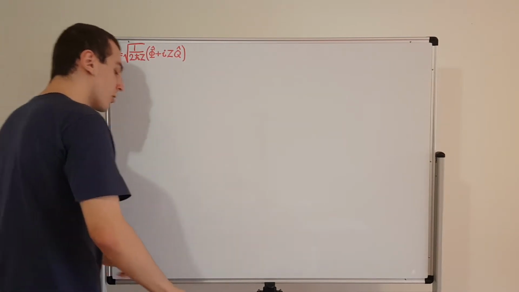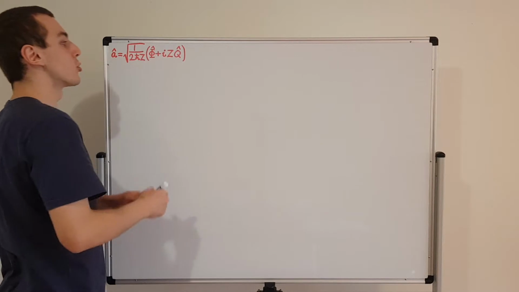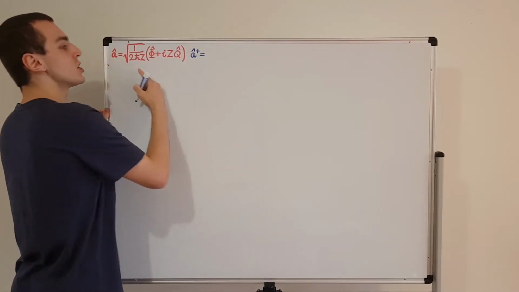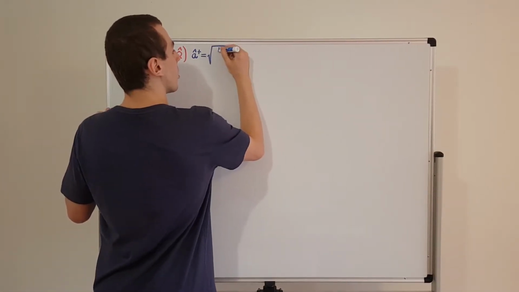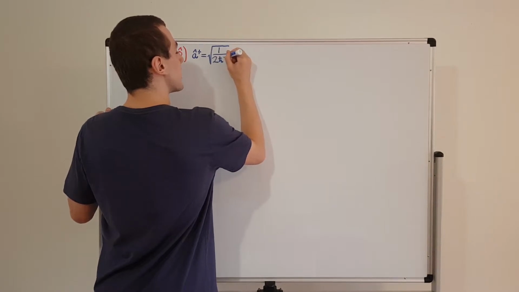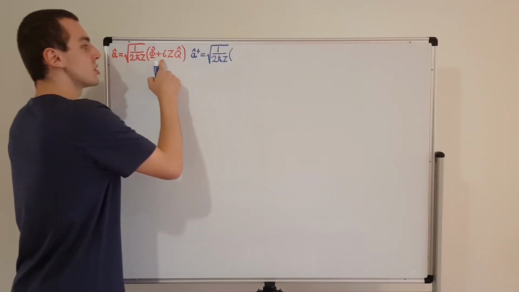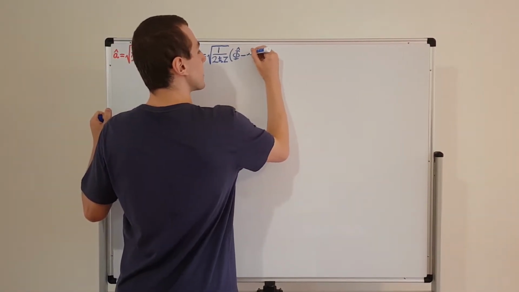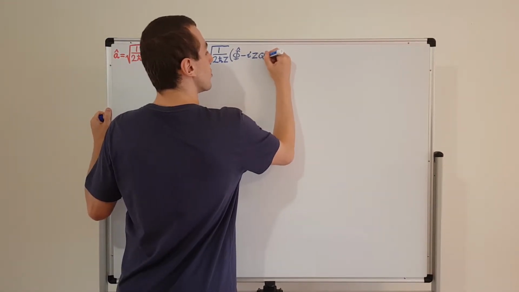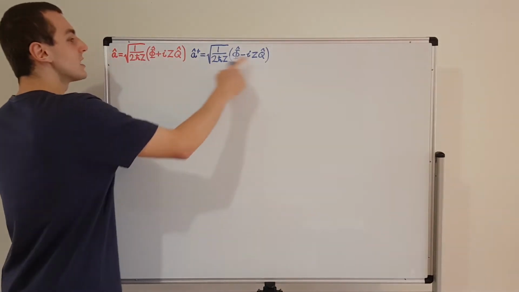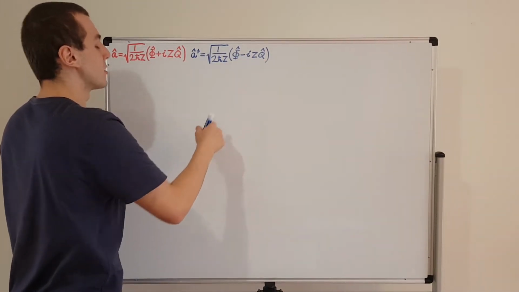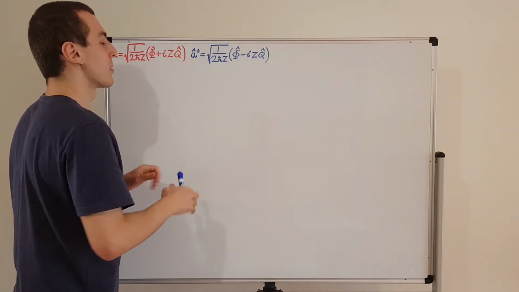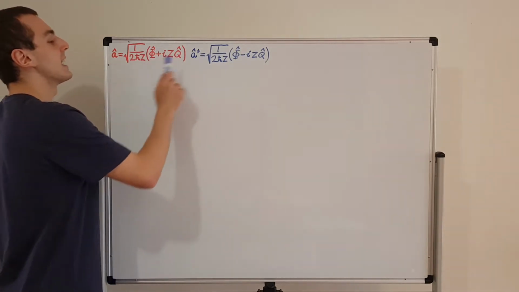So that's A, but we also have A dagger, which is the Hermitian adjoint. So let's write down A dagger. A dagger has the same coefficient out the front, the square root of 1 over 2 h bar Z. And all we have to do is change this plus sign to a minus sign. So we have phi hat minus i Z q. So these collectively are known as the ladder operators. They're sometimes also called the raising and lowering or the creation and annihilation operators. But I'm just going to call them the ladder operators A and A dagger.